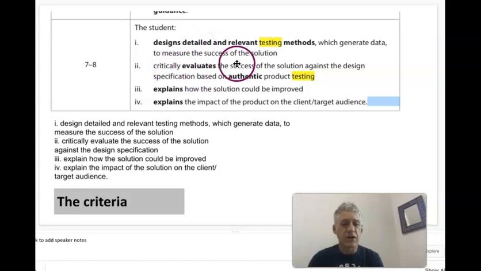So we need to then critically evaluate the success of the solution. And if you're going to be critical, you need to compare it with other things and say, all right, well, is my test valid? This is how we get critical nature and critical thinking into this.